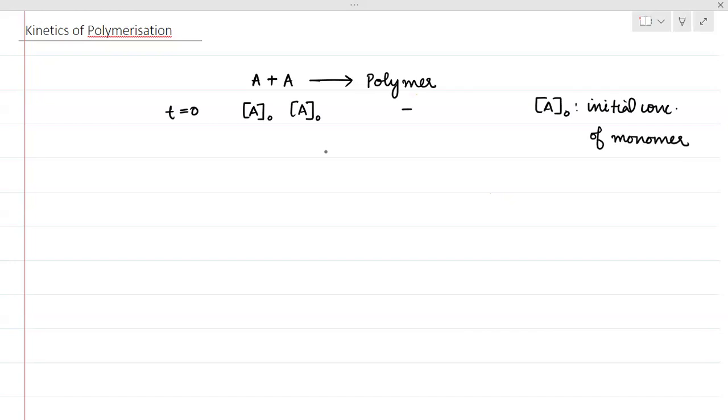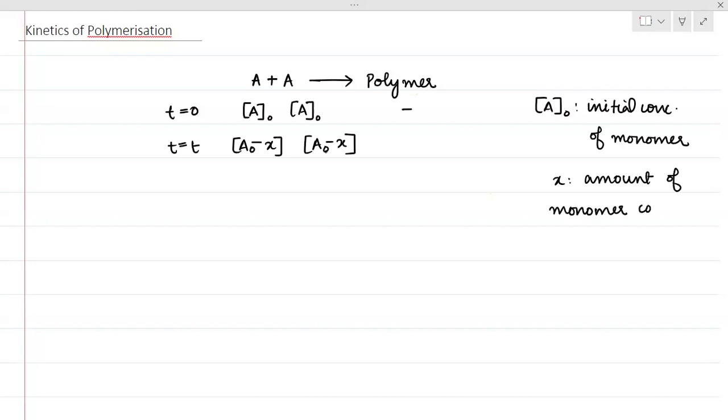Now, after a while, at some time T, some amount of each of the monomers will undergo polymerization. It can be condensation, it can be addition, whatever, X amount. So X is the amount of monomer consumed. And some amount of the polymer would be formed, that is also going to be equal to X.